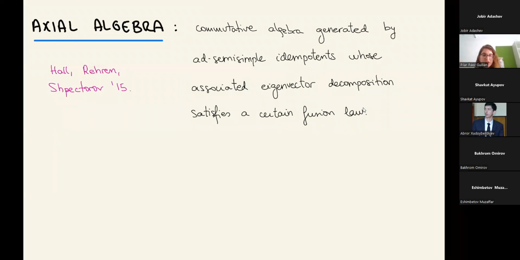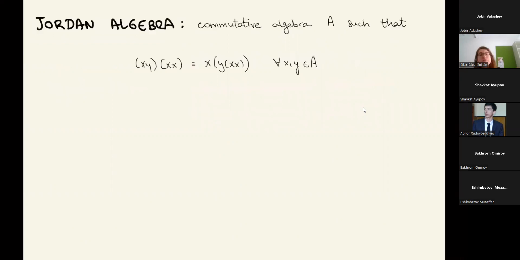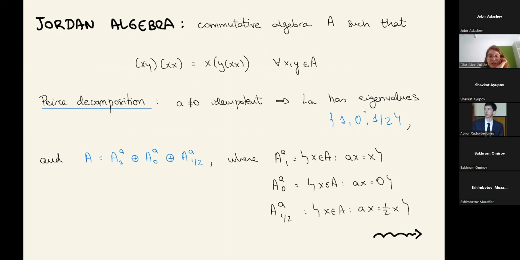As the definition is not the easiest thing ever, I thought it would be nice to begin with some examples. Let's take a Jordan algebra, a commutative algebra in which the elements also satisfy the Jordan identity. Okay, this is known. An interesting feature of Jordan algebras is the so-called Peirce decomposition.